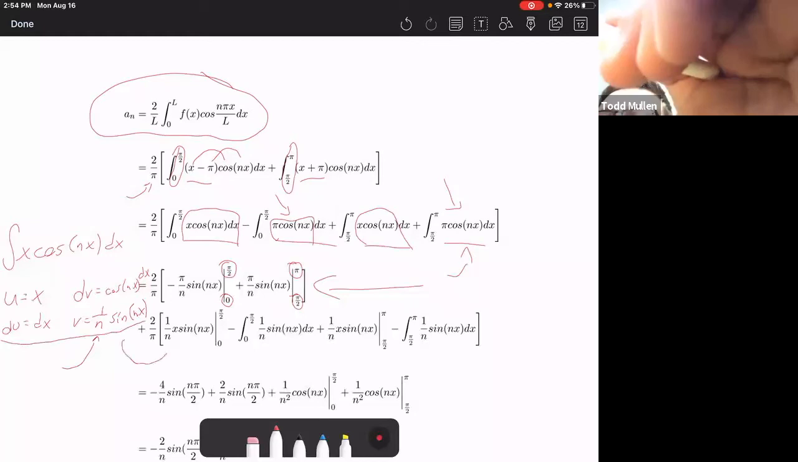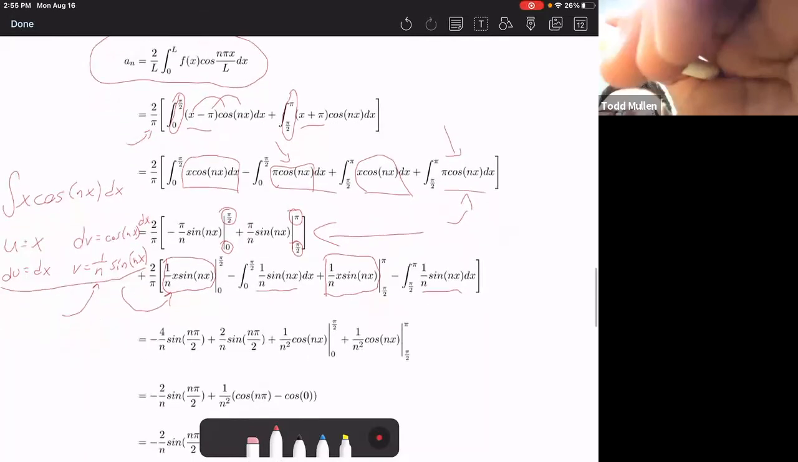And that's what we get here. We take our u times v, so that's x over n sine nx. And we're going to do that twice, once with each set of bounds, once from pi over 2 to pi, and once from 0 to pi over 2. And then these integrals will be the same. It's just v du. So that's 1 over n sine nx, and that's going to be the same on both sides. We just have different bounds. Now, we're going to start plugging in our values here. So sine of 0 is just going to be 0.